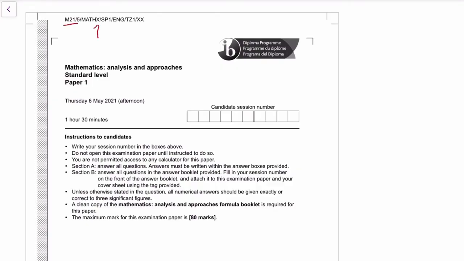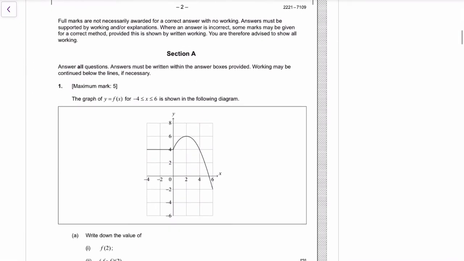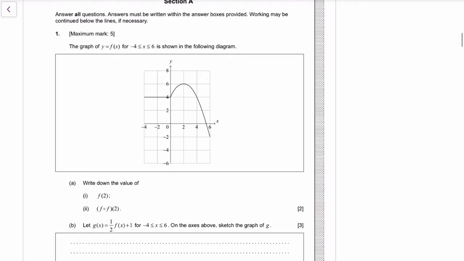This is Math AA. I believe AA is the one that more people are doing. So I'll probably not do AI for the moment. But if you want, comment below if you are looking for that. Okay, time zone 1, paper 1. Let's go. So paper 1 has no calculator for AA.